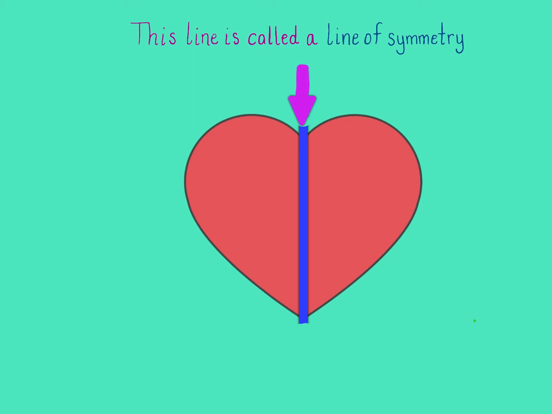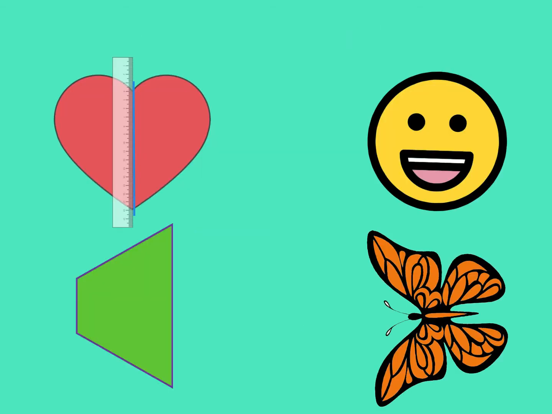When we can fold an image along a line and both halves match exactly, this line is called the line of symmetry. Our smiley face also has one line of symmetry. The green trapezoid has one line of symmetry. And our butterfly has one line of symmetry.